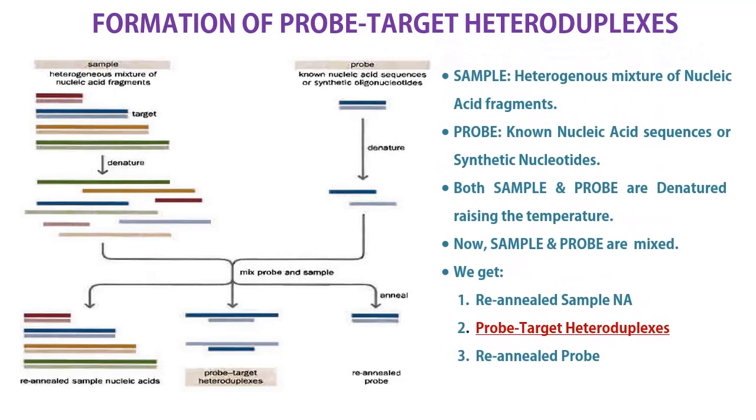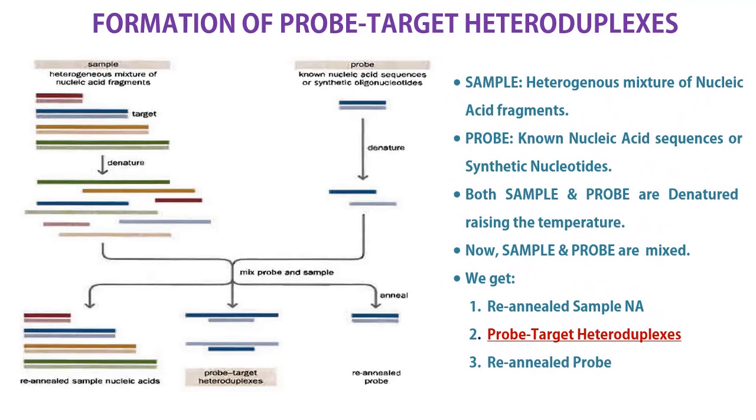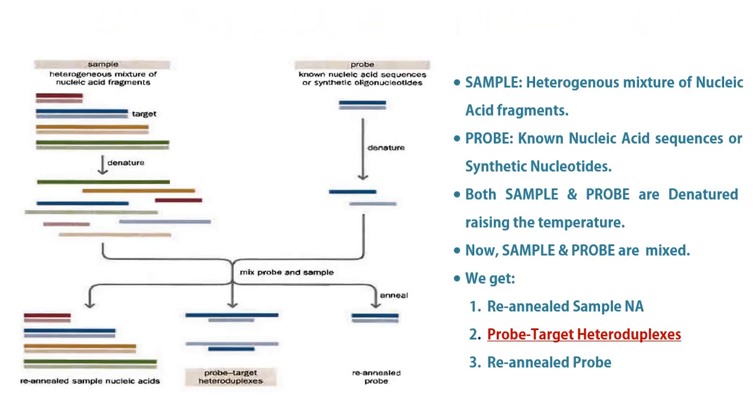Formation of probe target heteroduplexes. Sample: heterogeneous mixture of nucleic acid fragments. Probe: known nucleic acid sequences or synthetic nucleotides. Both sample and probe are denatured by raising the temperature. Now, sample and probe are mixed. We get 1, reannealed sample DNA, 2, probe target heteroduplexes, 3, reannealed probe.